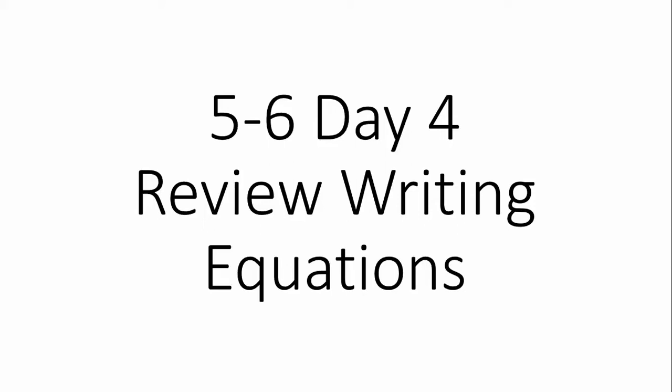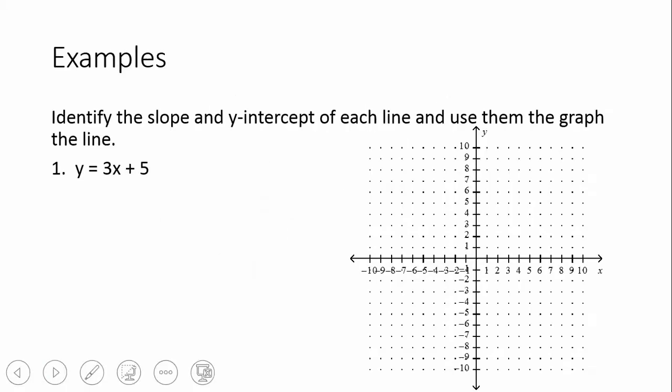The last day we're going to spend in section 6, chapter 5, is just reviewing all the different ways we've learned how to write equations given different pieces of information. So a couple of examples from each type. First, we want to identify the slope and the y-intercept of the line, and we want to use those pieces of information to graph it.